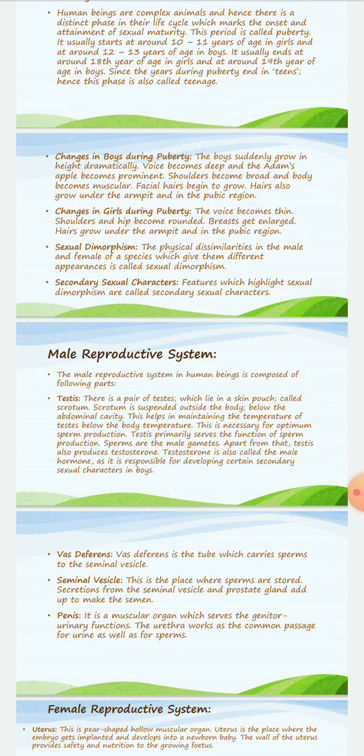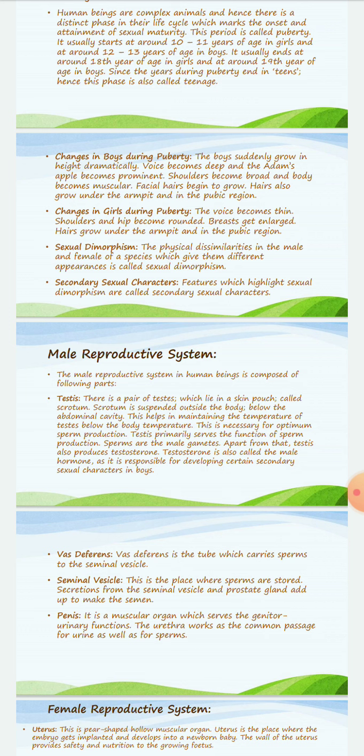Changes in girls during puberty: the voice becomes thin, shoulders and hips become rounded, breasts get enlarged, and hair grows under the armpit and in the pubic region. So these are a few of the changes that happen in both male and female during puberty.